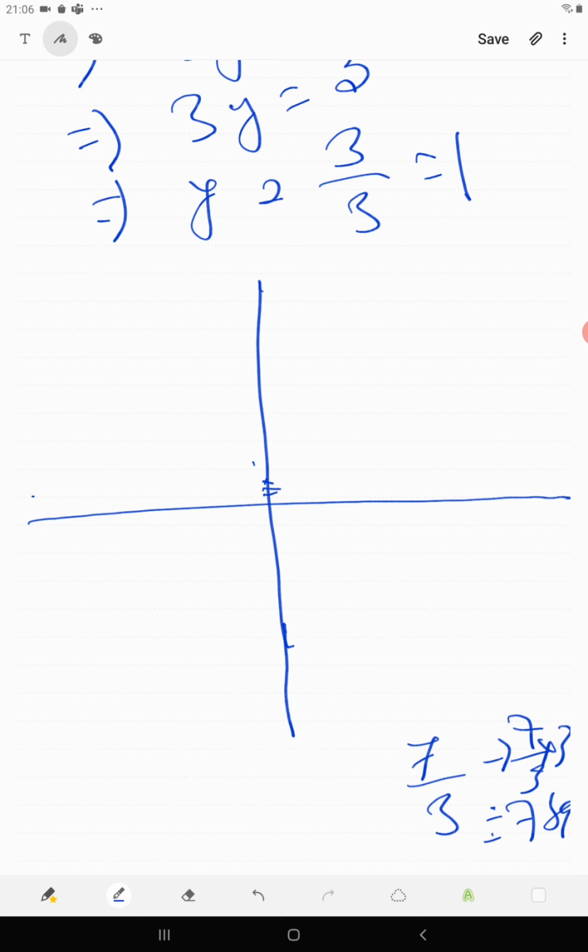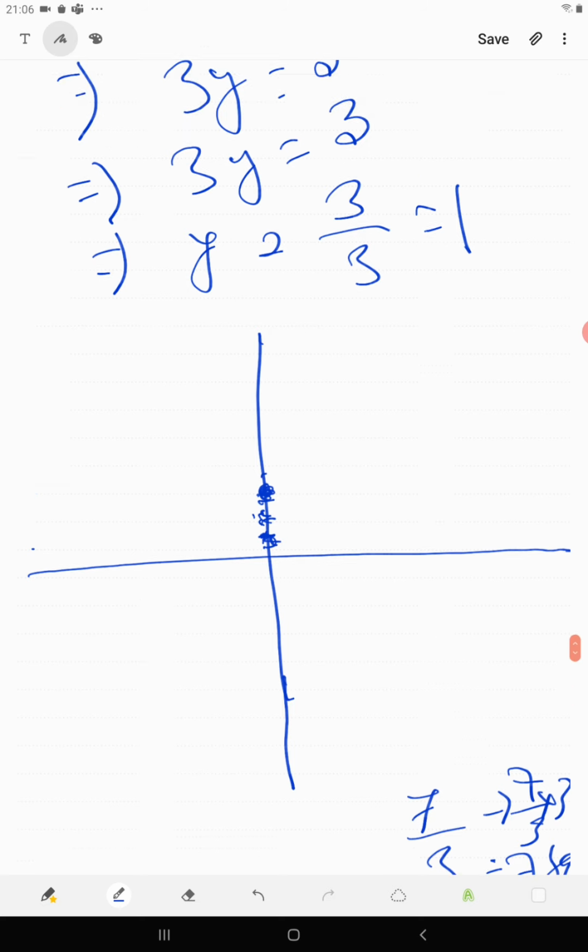Since I assumed 3 smaller square units as 1 unit, 7 by 3 will be... 3 smaller square units is 1 unit for us. So 7 smaller units will represent 7 by 3: 3, 4, 5, 6, 7. So this seventh one is 7 by 3.